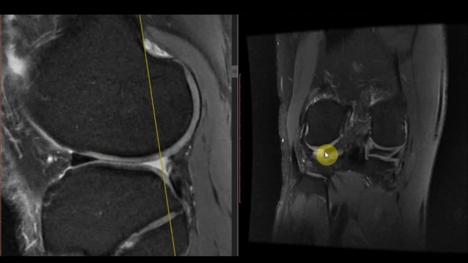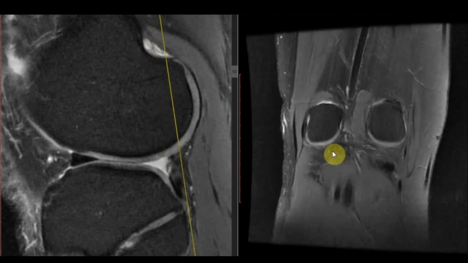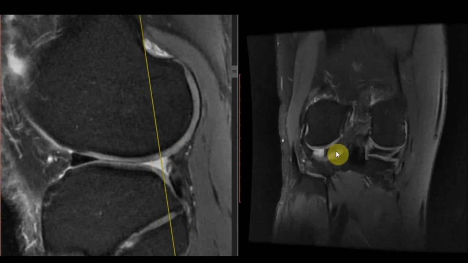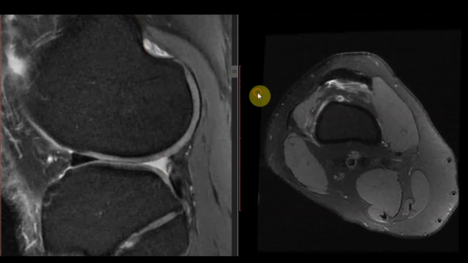So there is a large defect in the posterior horn of the lateral meniscus. This defect is quite broad in size. And the meniscal tissue medial to this tear is normal. So there is a broad radial tear involving the posterior horn of the lateral meniscus, and the root attachment is normal. Let's see that in the axial plane.